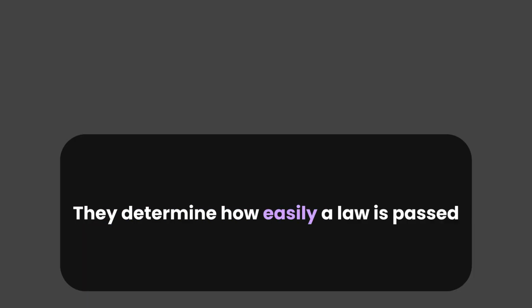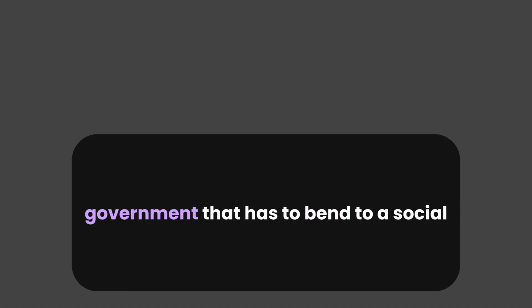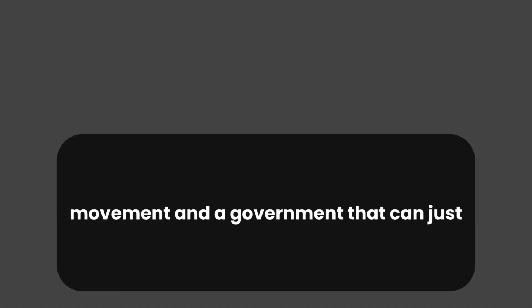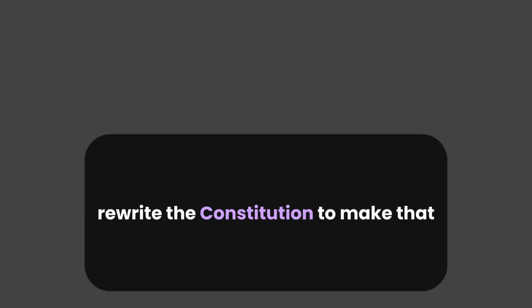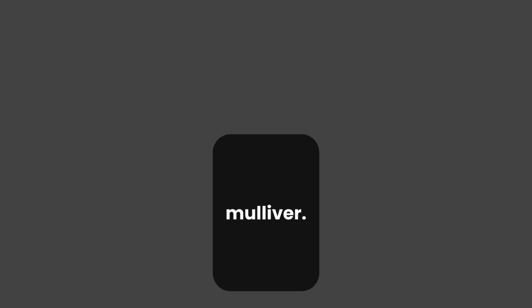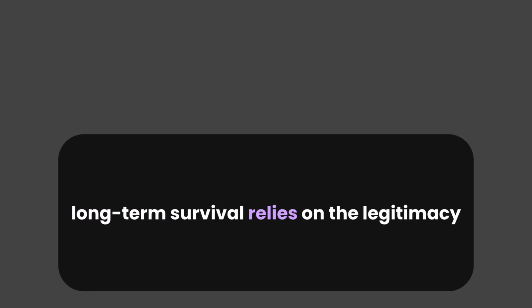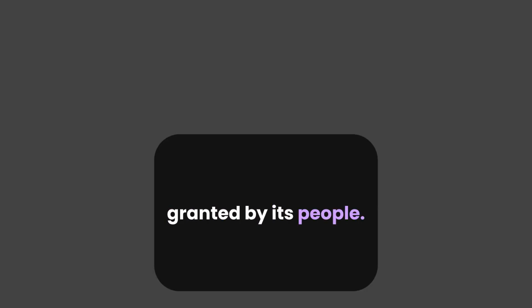They determine how easily a law is passed that alters your community. They dictate whether the courts will protect your civil rights or just rubber stamp your conviction. Yeah. They're the literal difference between a government that has to bend to a social movement and a government that can just rewrite the Constitution to make that movement illegal. So we'll leave you with a final thought to mull over. We've discussed how any government's long-term survival relies on the legitimacy granted by its people.